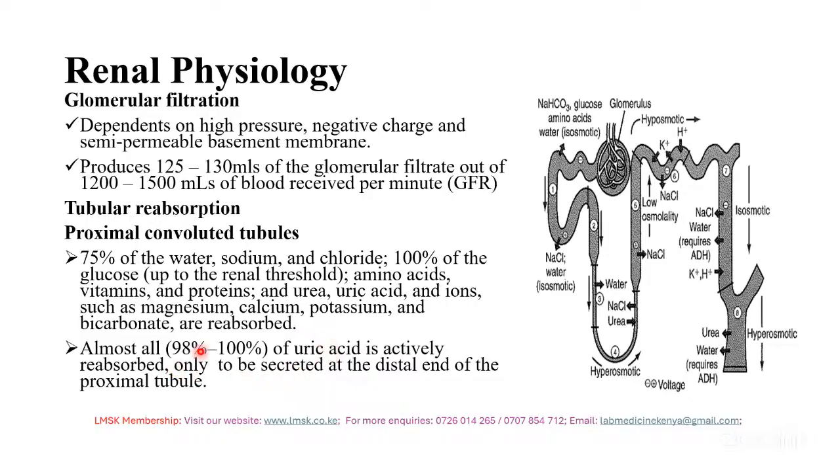Now, we shall only see these things in urine if this particular function is impaired. Then almost 98% of the uric acid is actively reabsorbed, and only a small amount is secreted at the end of the proximal convoluted tubule.